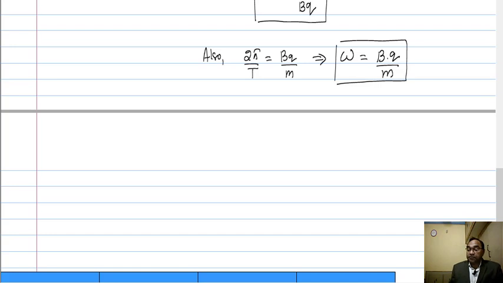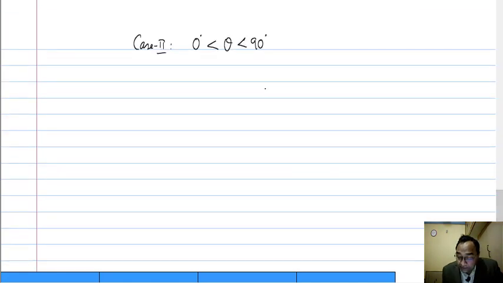Now, let us go to the third case. We have seen that when the charged particle is released parallel to the direction of the magnetic field, the charged particle moves along a straight line path, undeflected, undeviated. When the charged particle is released perpendicular to the magnetic field, we have seen it moves in a circular path. What if the charged particle is released at an angle which is between 0 and 90 degrees?